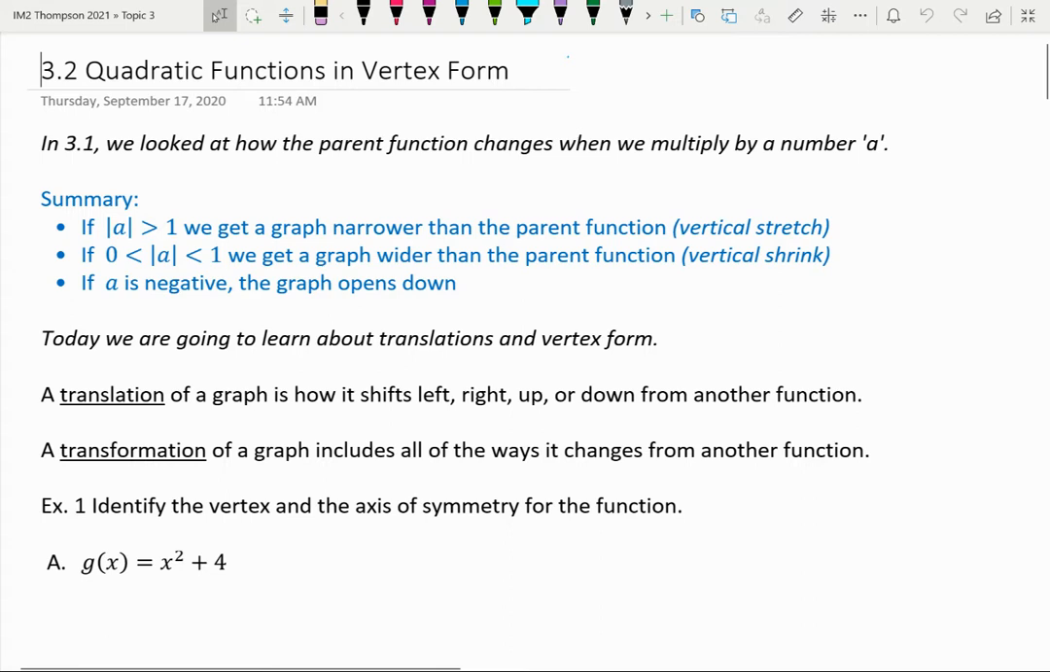If the absolute value of a is between 0 and 1, we get a graph that's wider than the parent function. And if a is negative, then the graph opens down. So today we're going to talk about translations and vertex form. We're going to do some graphing.